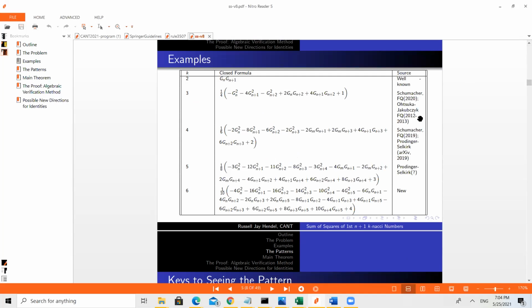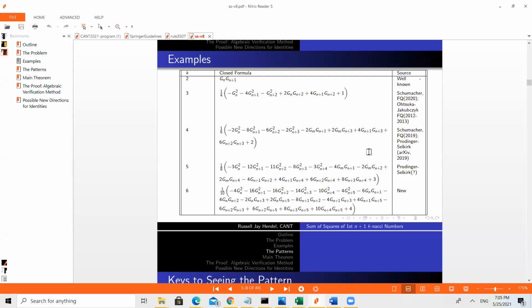Otsuka and Jakubovic, I can't pronounce the names. Otsuka proposed a problem in 2012 in the Fibonacci Quarterly. Fibonacci Quarterly has a very nice problem section. What's nice about it is that the problems can turn into articles, and Jakubovic actually proved it, and that was in 2013. They proved it by algebraic methods.